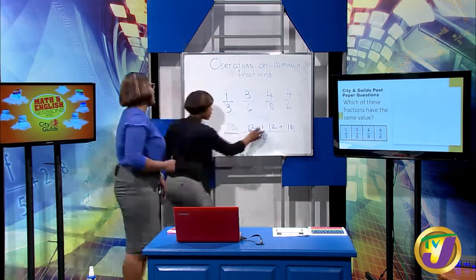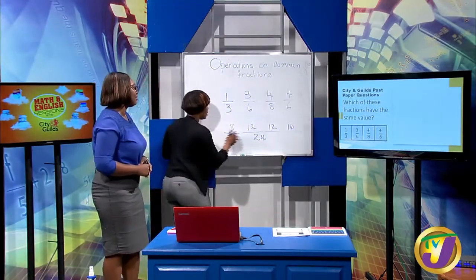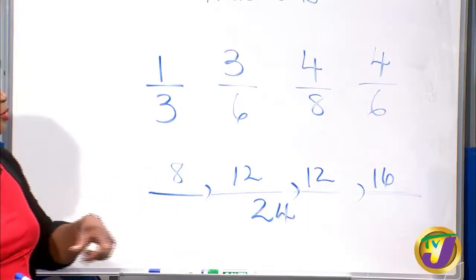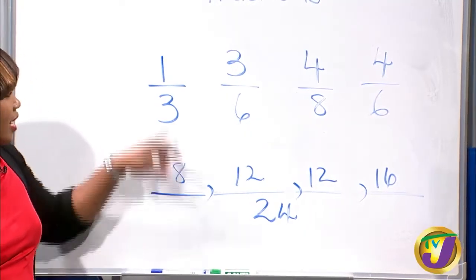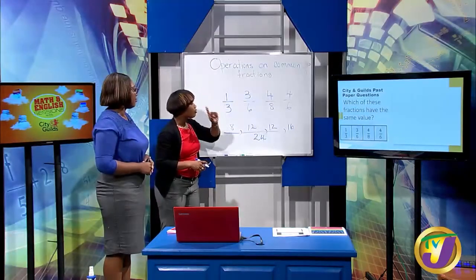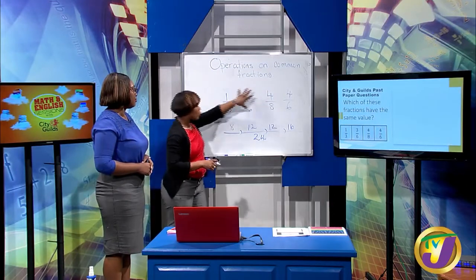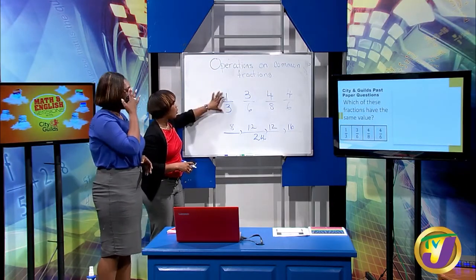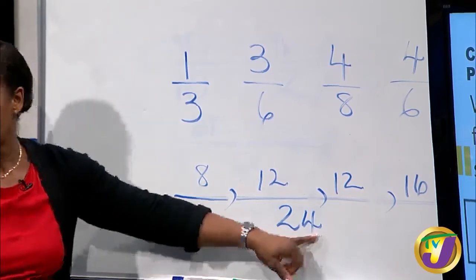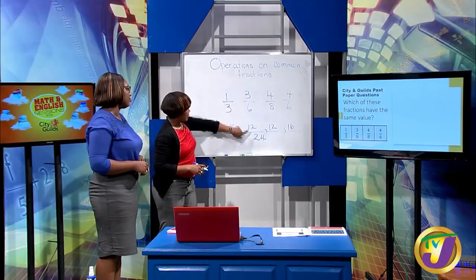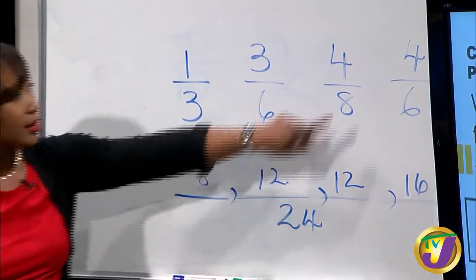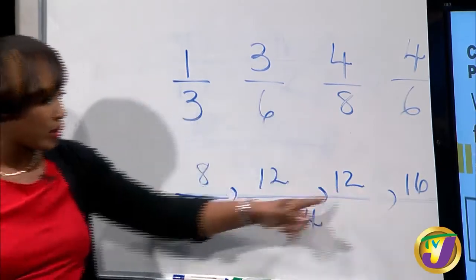Oh, I'm so sorry. We're not adding, are we? No. We're looking at the fractions separately. I do apologize. So the 1/3 can be rewritten with 24 if we were to divide all these wholes into 24 parts. The 1/3 will be represented by 8 24ths. Yes, that's correct. The 3/6 is 12 24ths, 4/8 is 12 24ths, and the 4/6 is 16 24ths.